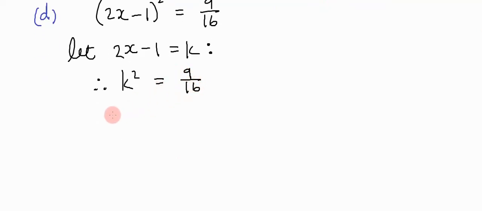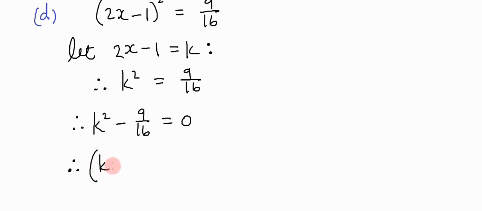Now we can bring the 9 over 16 to the left-hand side. So k squared minus 9 over 16 equals 0. And we have a difference of squares, so we can factorize it. So k minus, the square root of the first term, which is k, minus the square root of the second term. The square root of 9 over 16, of course, is 3 over 4. So (k minus 3/4) times (k plus 3/4) must be 0.